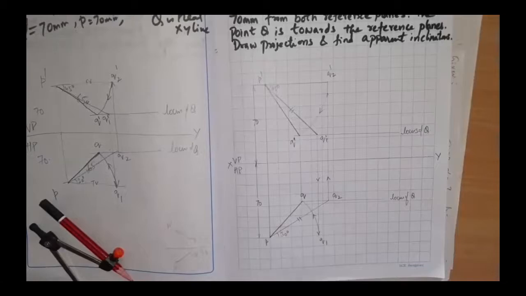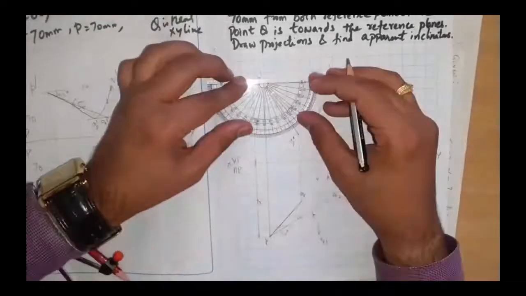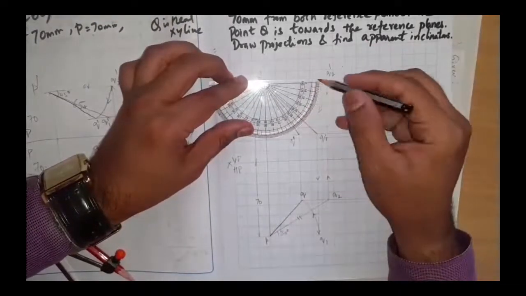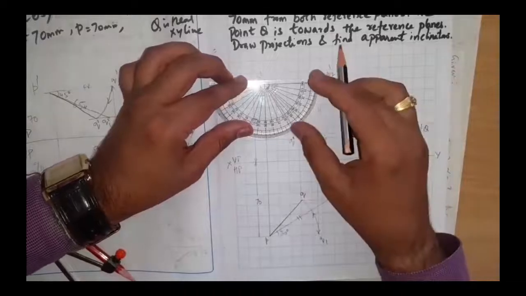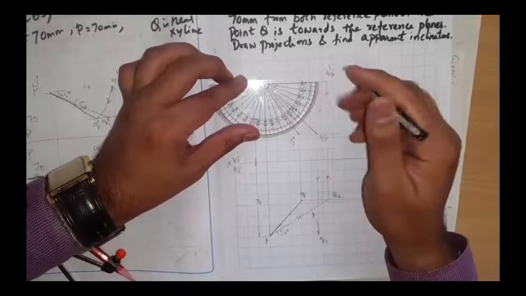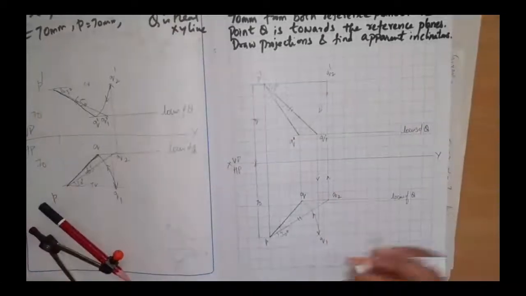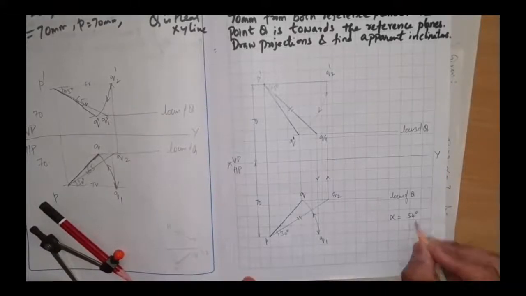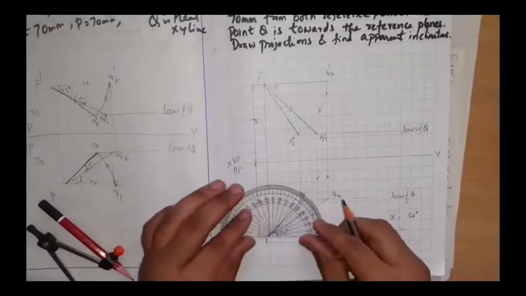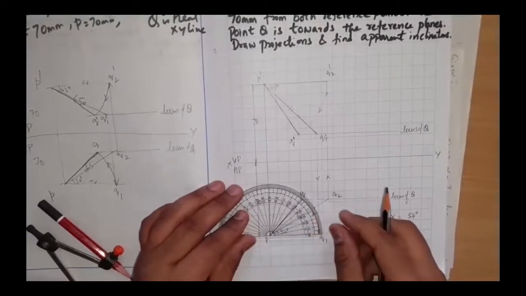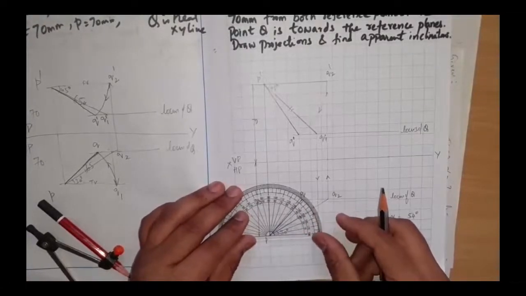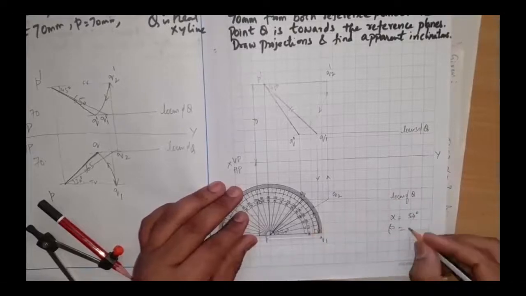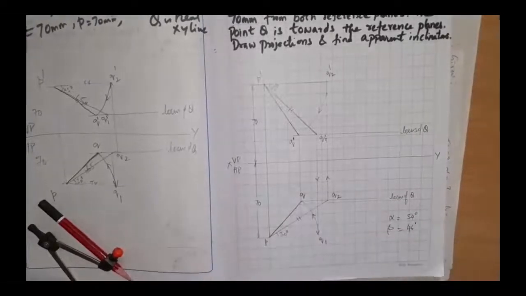So here you find out the apparent inclination, that is theta is known. So alpha is around 55, 54, 55. Beta is 46 for me. Should be 45, around 45 for you.